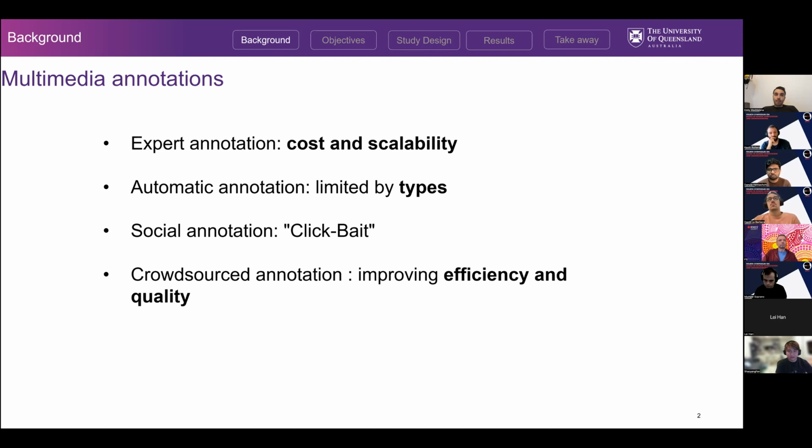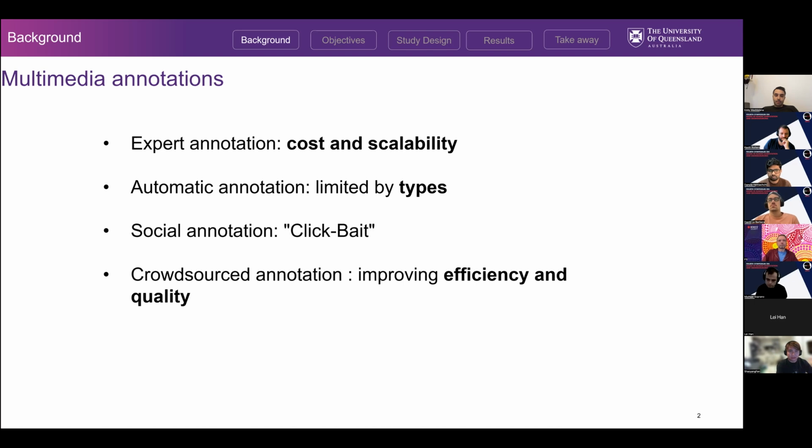And in fact, annotations can be obtained from crowdsourcing platforms. I believe crowdsourcing annotation can solve the problems I mentioned earlier. By employing the correct quality control methods, we can get quality annotations in a short amount of time.